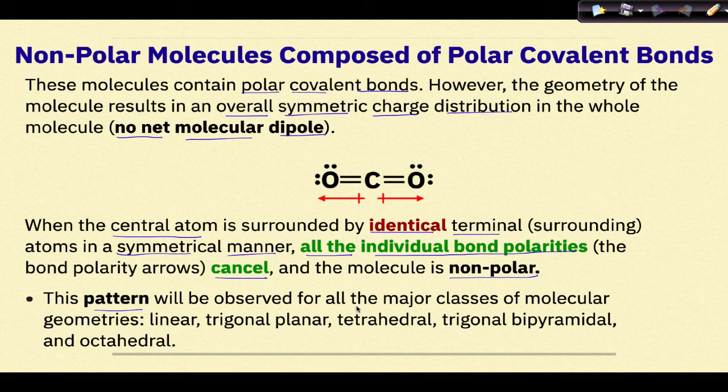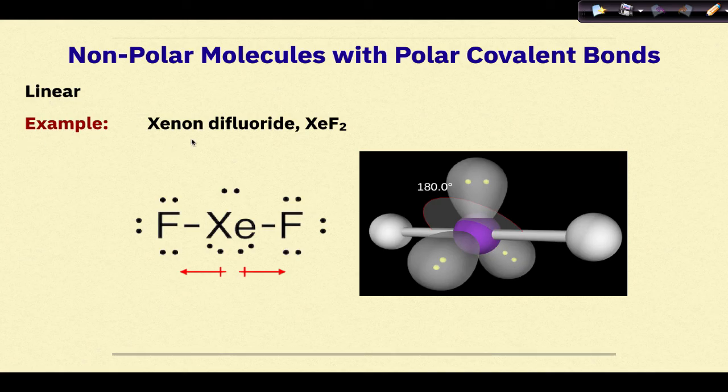This pattern will be observed for all the major classes of molecular geometries: linear, trigonal planar, tetrahedral, trigonal bipyramidal, and octahedral. Let's look at our first example, linear, xenon difluoride, XeF2. In this Lewis structure, we can see the polarity arrows showing 0 net dipole as they're pointing toward the more electronegative fluorine atoms. The 3 lone pairs surrounding the Xe are on a different plane and push the fluorine atoms as far away from each other as possible, giving a bond angle of 180 degrees. Because these polarity arrows cancel each other out, the molecule is nonpolar.